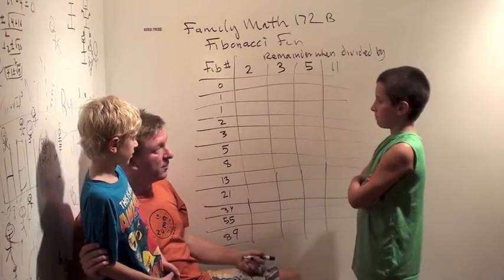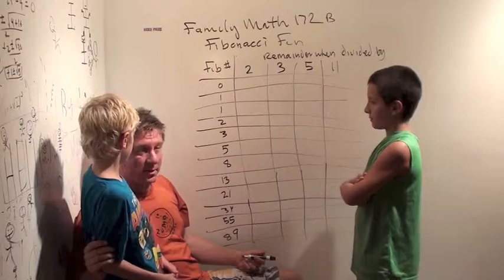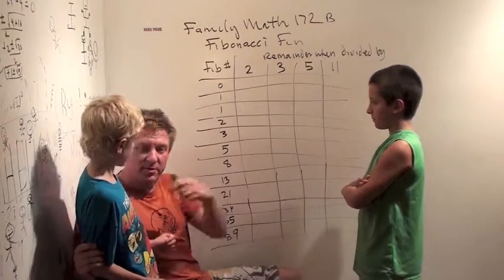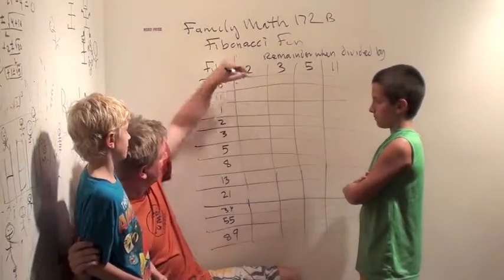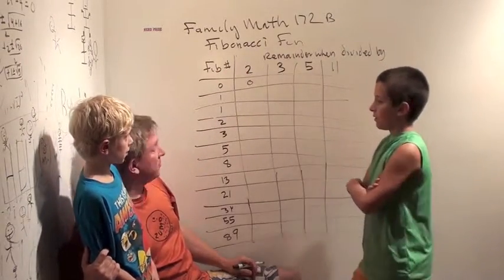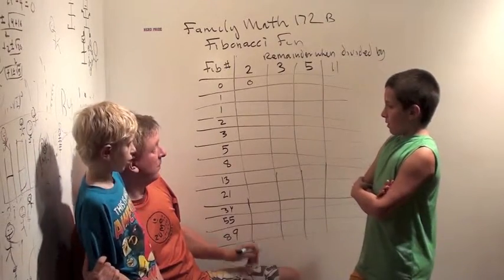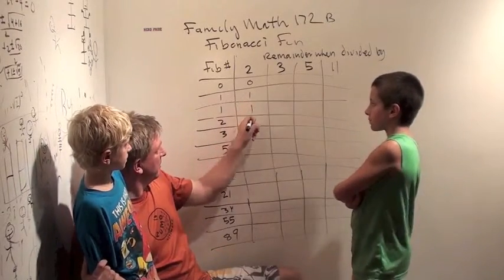0 divided by 2, what remainder is that? There is no remainder because 0 is a multiple of everything. Okay, 0 is a multiple of 2. It's 2 times 0. Very good. So the remainder is 0. How about 1 when you divide by 2? What's the remainder? Remainder is 1. Okay, that allows me to fill in both of those.